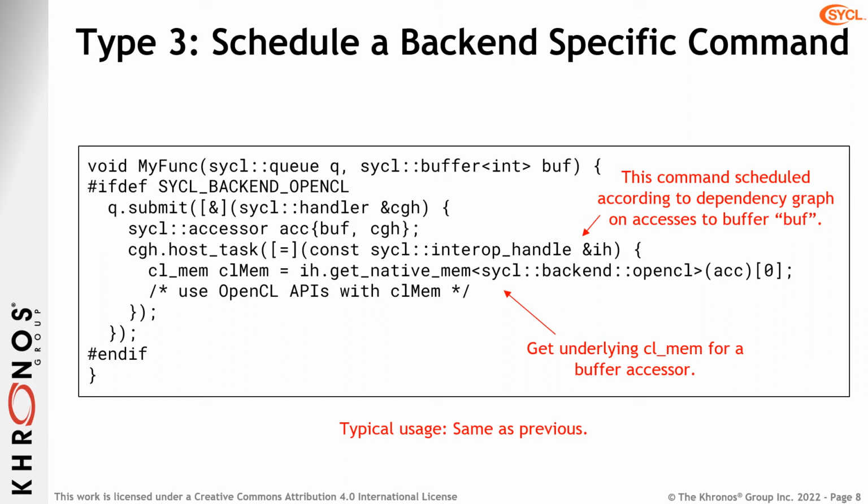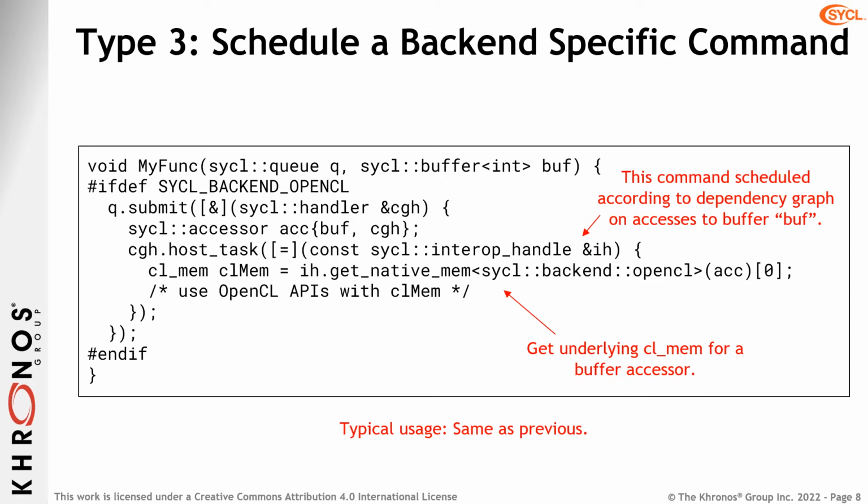Notice that we call the host task member function of handler rather than calling the parallel for member function. A host task is just a regular C++ function, except that SYCL executes that function according to the dependency graph. Dependencies are set up using accessors just like they are with kernels, so you can see here that we create an accessor on top of the buffer, and then we reference that accessor from inside the host task.